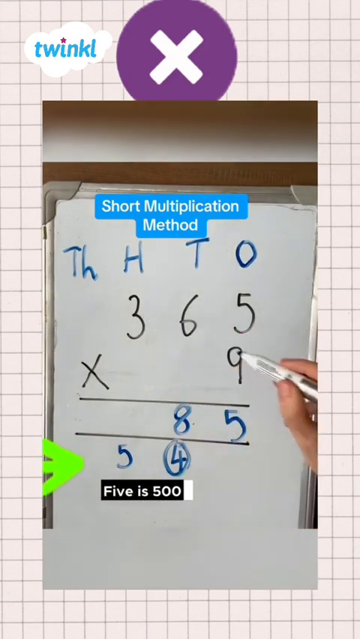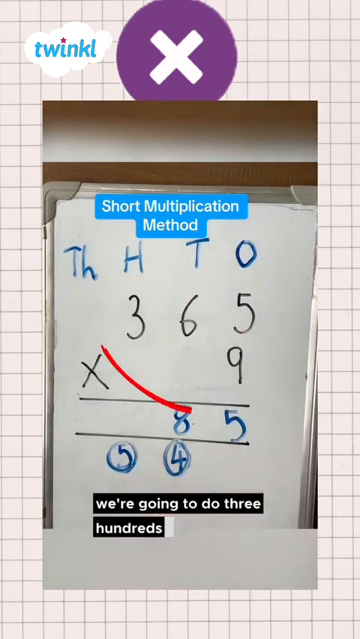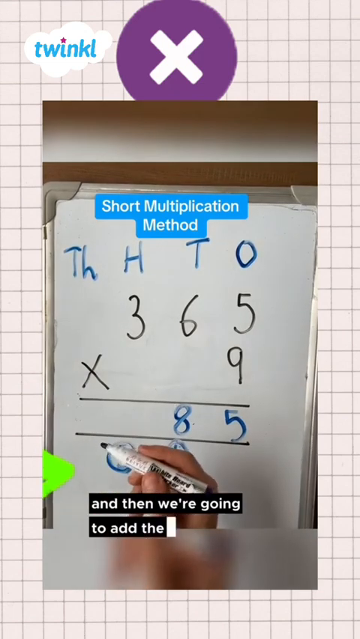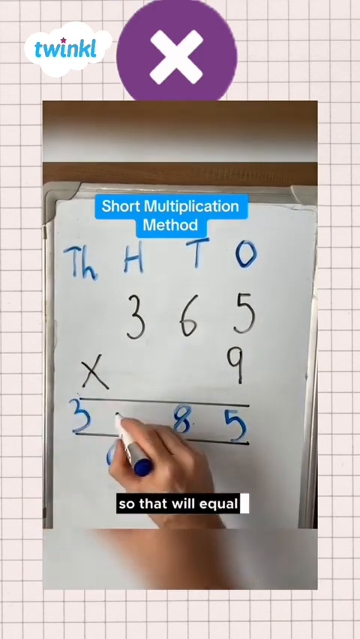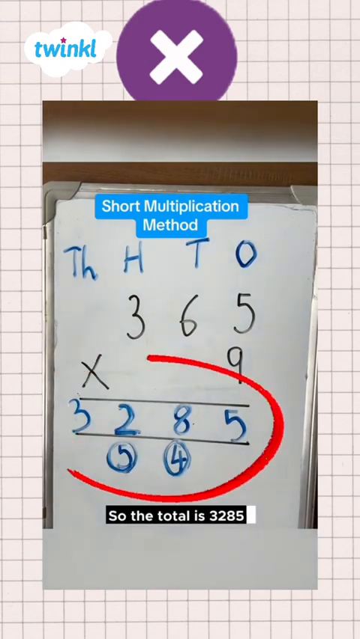5 is 500 and goes underneath the hundreds column. And finally, we're going to do 3 hundreds times 9, so that will equal 27 hundreds. And then we're going to add the 5 hundreds, so that will equal 32 hundreds. So the total is 3,285.